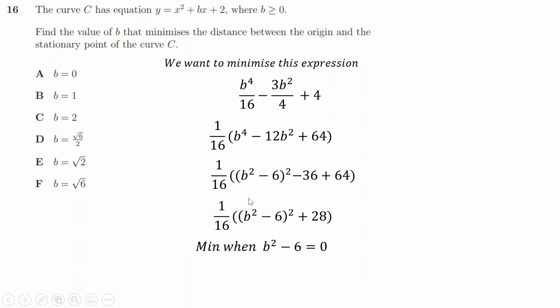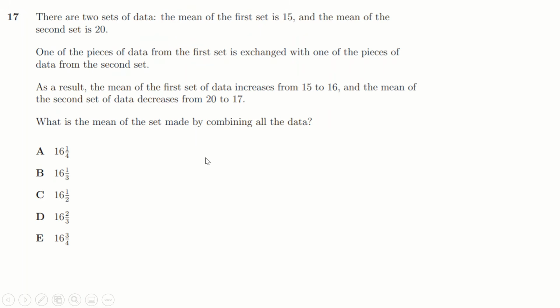So the smallest I can make this is when this is 0, which means b is plus or minus root 6, but it's positive, so it's root 6. Lovely question.